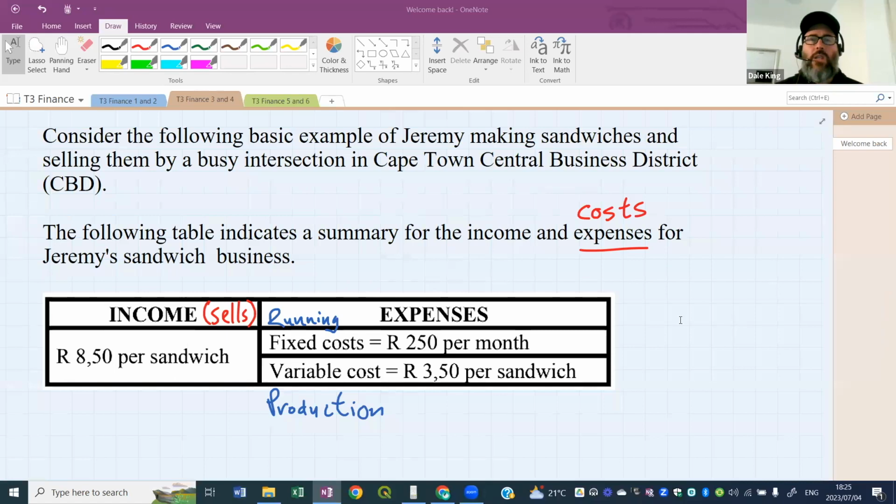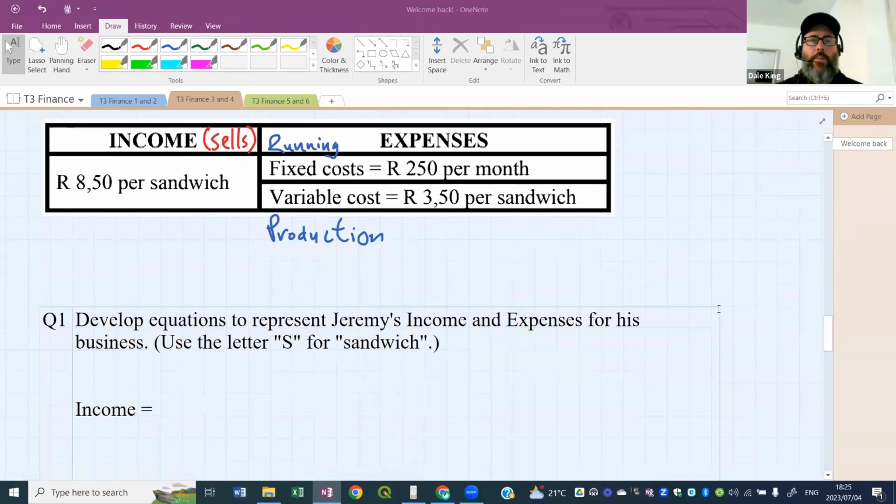All right, so these are our income items, above all. These are our income items and our expenses items here. Now, let's have a look at the first question here.